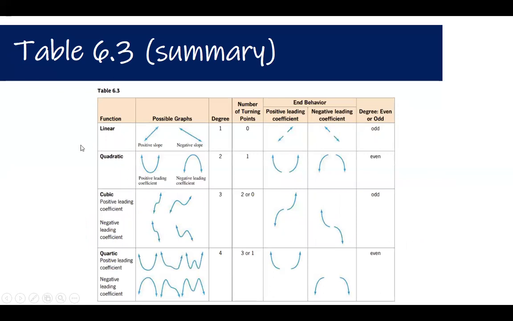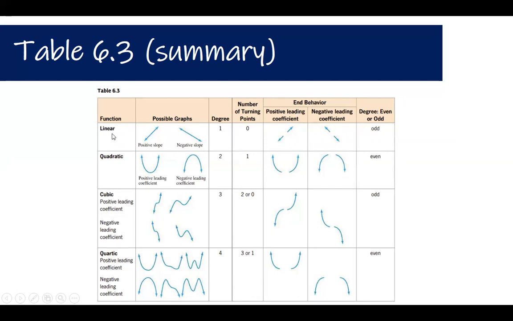Here's just a nice summary from our text. It's prettier in the text. It kind of got distorted when I brought it into the PowerPoint. So you can get an idea of linears, possible shapes, quadratics, cubics, quartics. Tells you the degree by definition, the number of possible turning points, what happens to the end behavior depending on those leading coefficients, and what degree it is.